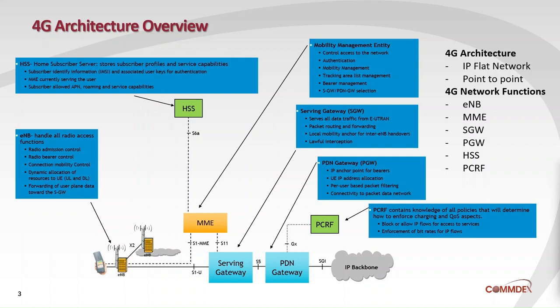Let's look at the different network functions for 4G. We have the eNodeB, the MME, the S gateway, the P gateway, the HSS, and the PCRF. Starting with the eNodeB, this is the entity that handles all the radio access functions. They include radio admission control, radio bearer control, connection mobility control, dynamic allocation of resources to the UE in the uplink and downlink direction, forwarding of the user plane data towards the S gateway.